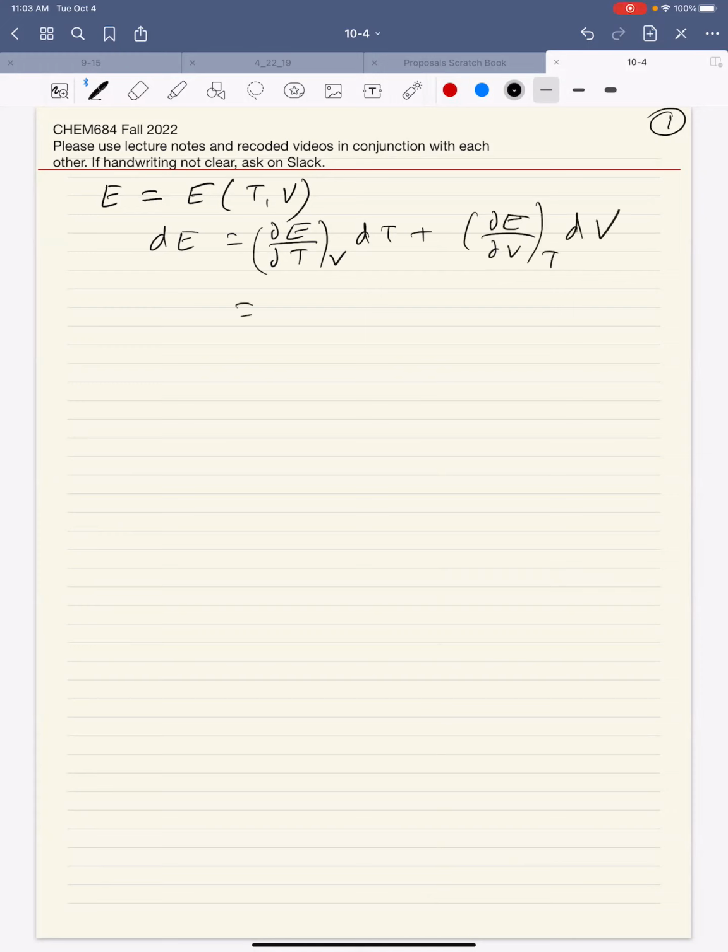And we said this is CV. This was the definition of CV multiplied by dT, plus this we called the internal pressure pi T multiplied by dV. It was easy to show that pi T is equal to zero for an ideal gas. Later we will be seeing the value that pi T takes for other things.